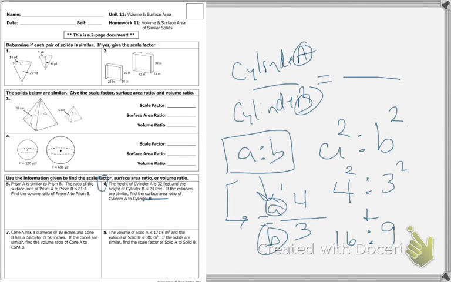The last thing says, if the cylinders are similar, find the surface ratio of cylinder A to cylinder B.